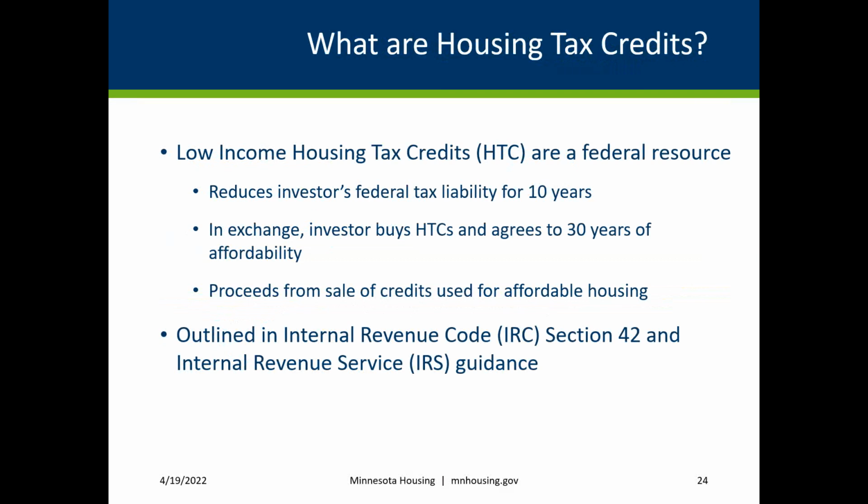In today's market, a dollar of tax credit sells for around 85 to 95 cents, depending on varying factors like location and area market analysis. The sale proceeds from the tax credits are then invested in new construction of affordable housing or acquisition and rehab of existing properties. HTC is outlined in the Internal Revenue Code, Section 42, and the Internal Revenue Service Guidance.